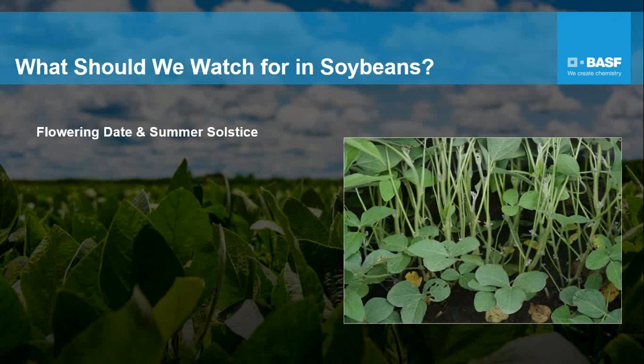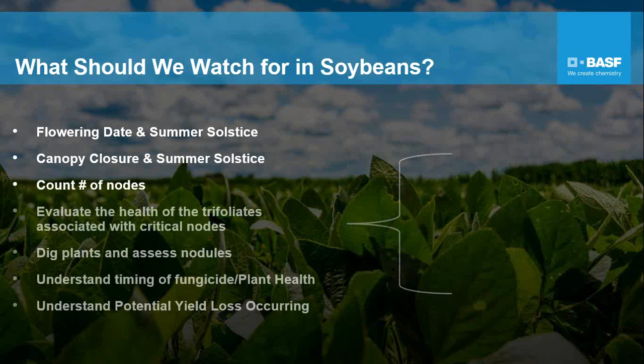So what should we watch for in soybeans this year? I'd ask you to pay attention to your flowering date in relation to the summer solstice, and see what you can learn there on your farm. Canopy closure and the summer solstice as well. When do you get to canopy closure? Count the number of nodes on those plants. See how many total nodes you're getting out there in your fields.